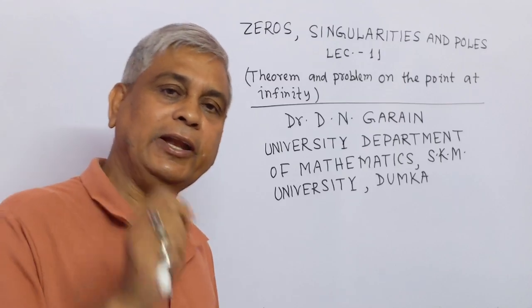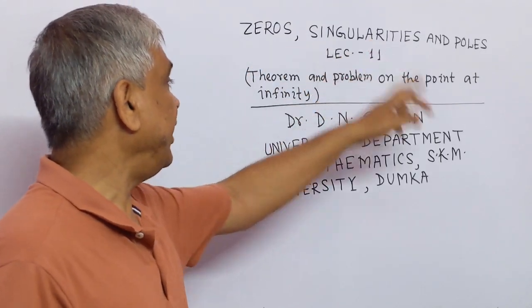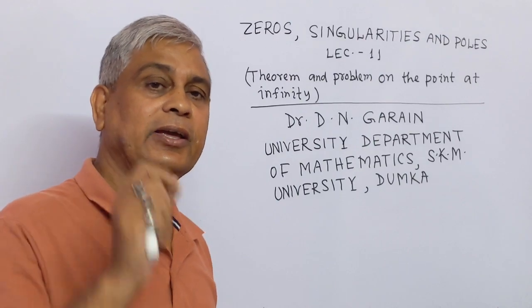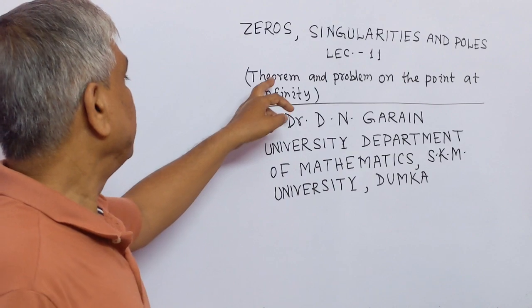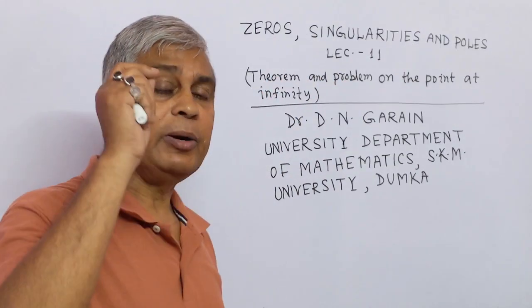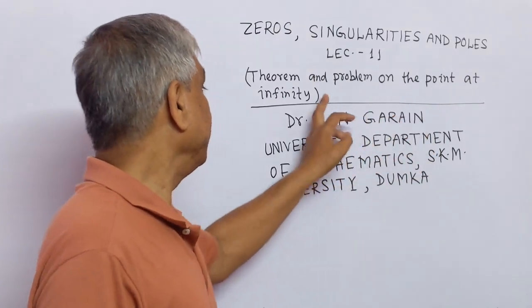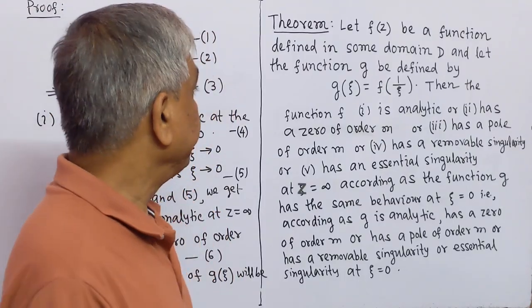Today I will deliver a lecture on zeros, singularities and poles. Lecture number 11, in which I will prove a theorem and solve a problem on the point at infinity. Now we prove a theorem.